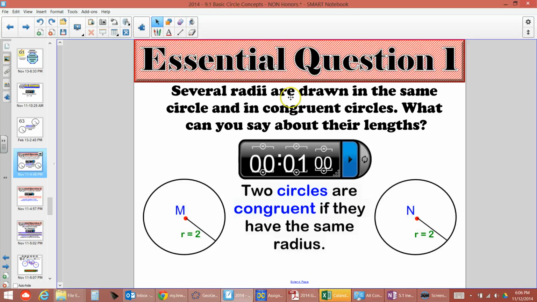Several radii are drawn in the same circle. That's something kind of like this. I've got a whole bunch of radii in this circle. And in congruent circles, now I've got them also over here in this other circle that's congruent. What can you say about their lengths, about all these red lines and radii? What can you say about all of them? Again, two circles are congruent, they have the same radius. That means all the radii are the same.